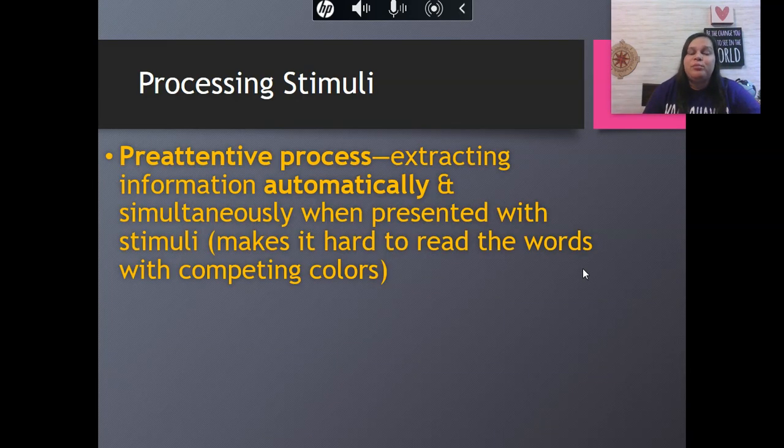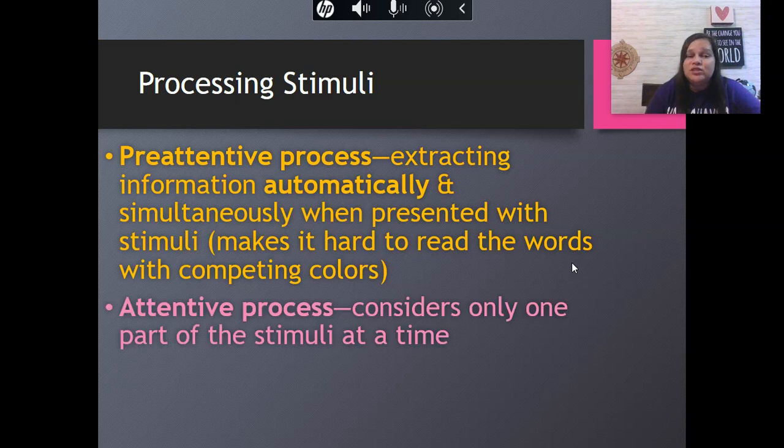There's a couple different ways that we process stimuli as it comes in from the environment. Pre-attentive processing is automatic, extracting information automatically and simultaneously when presented with stimuli. But this can make it hard if there's competing stimuli, and we're going to do an example of this in class. So when there's lots of things going on, like someone's trying to talk to you, and somebody else is trying to talk at the same time, and you're like, wait, I can't focus. I just need to focus on one voice. That's attentive processing, where you consider only one part of the stimuli at a time.